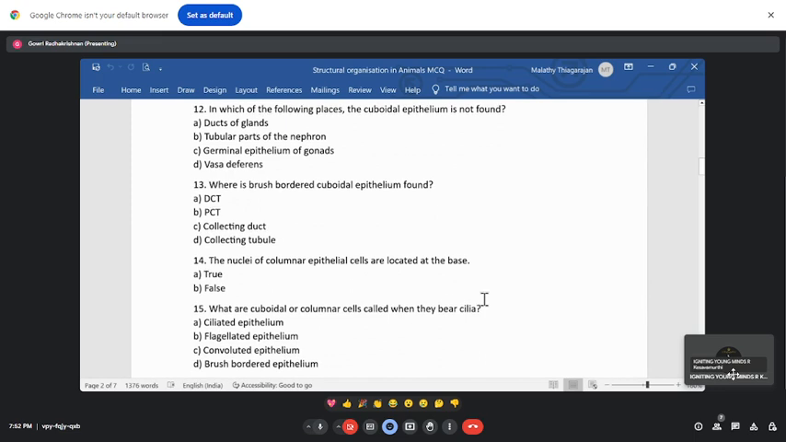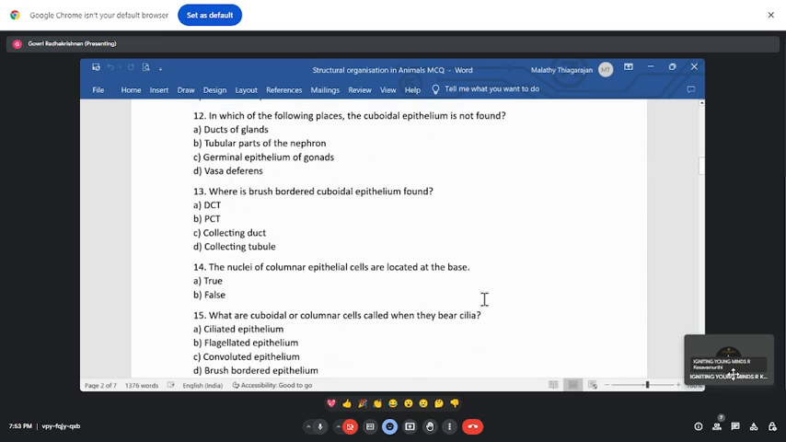Now 12th one. In which of the following places the cuboidal epithelium is not found? You have to try, children. It's okay if you're not right.